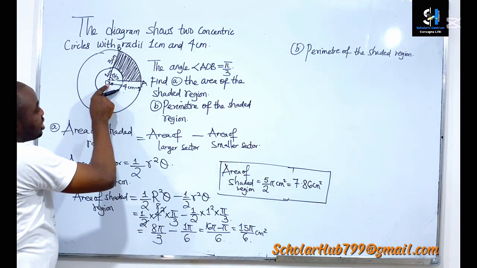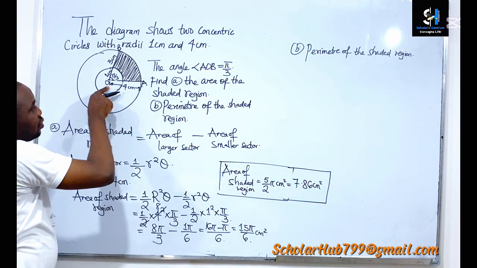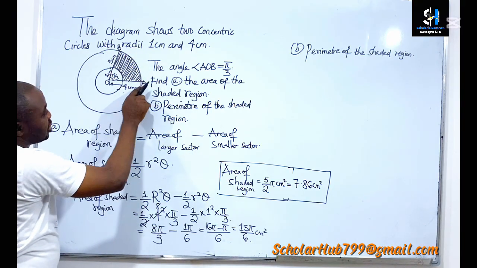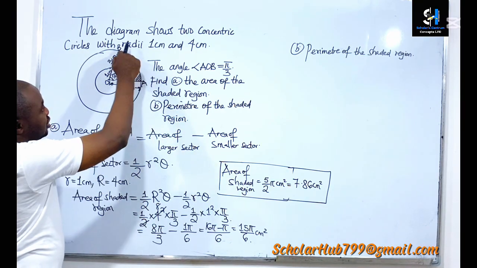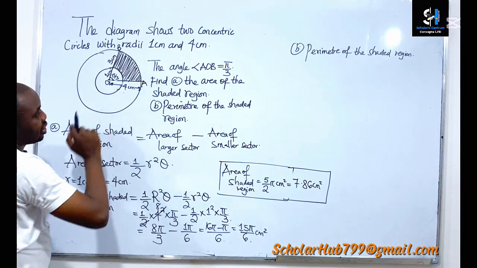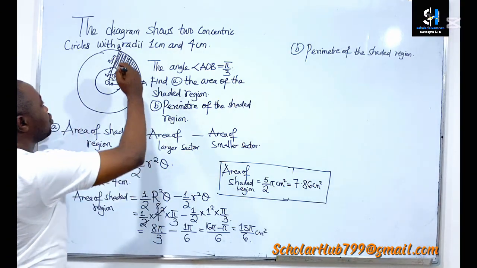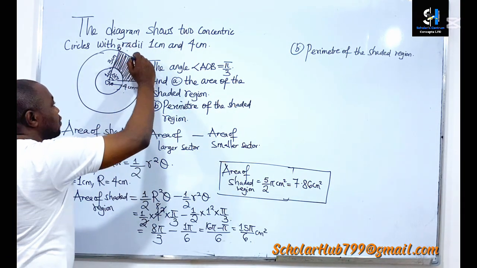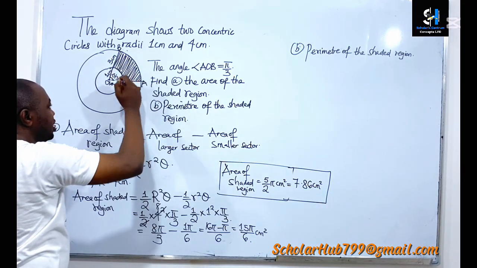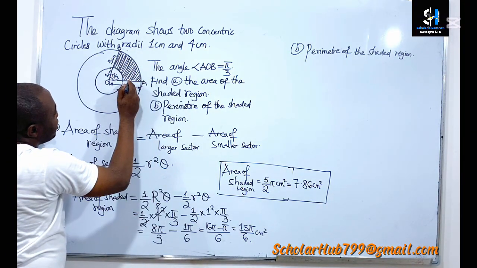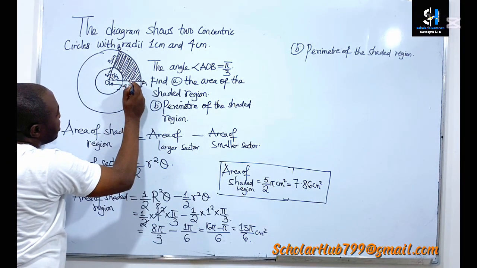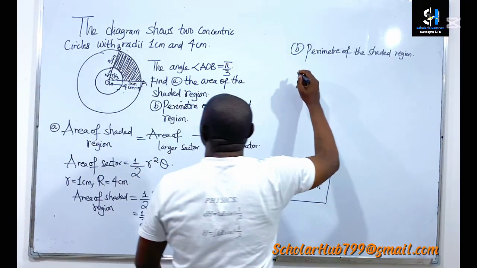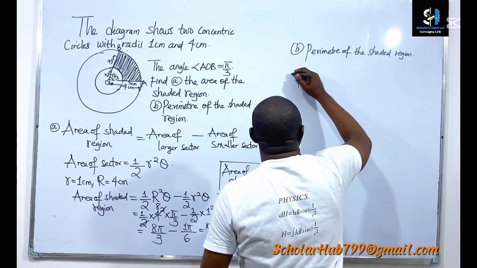And we know that from the center of the inner circle, because we have concentric circles, to the circumference of the bigger circle is 4 centimeters. So we want to know the length of this arc and the length of this arc, plus the radii. This side here is 3 centimeters and this is 3 centimeters. So this is what we have.